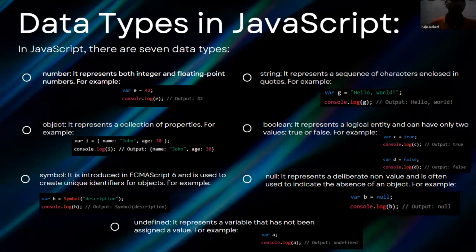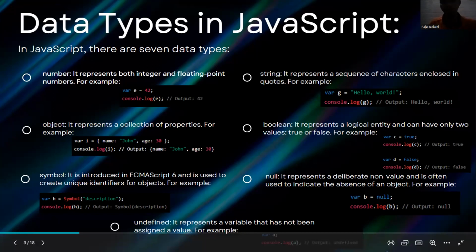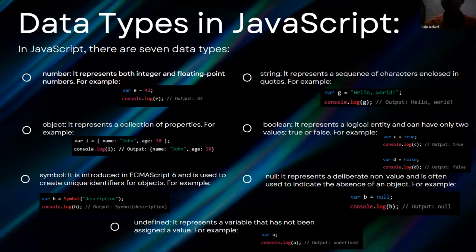The next data type is object. It represents a collection of properties. For example, var i with name equals to John, age equals to 30. We can also generate an array and store it in the variable i as an object. The next data type is boolean. It represents a logical entity which can have only two values, true or false. For example, var c equals to true. Boolean is used only to represent true or false. No other values are accepted in boolean.